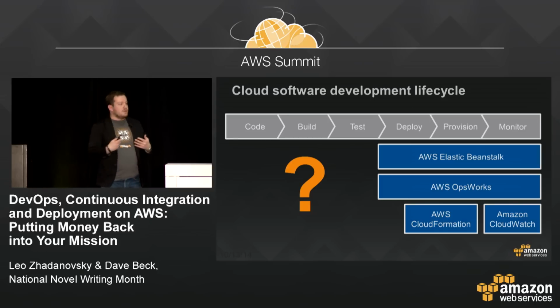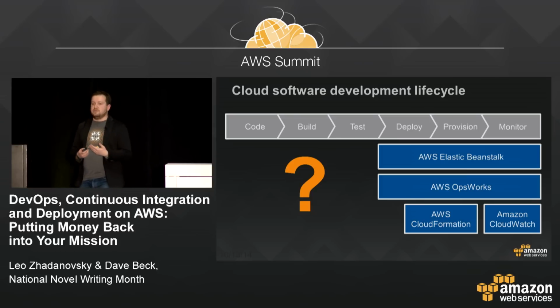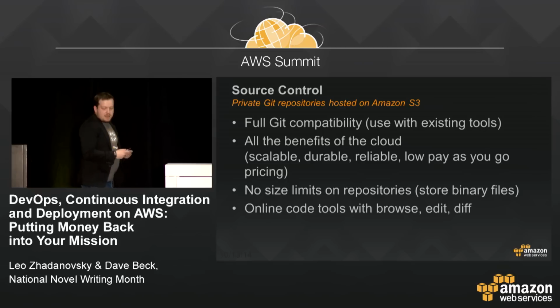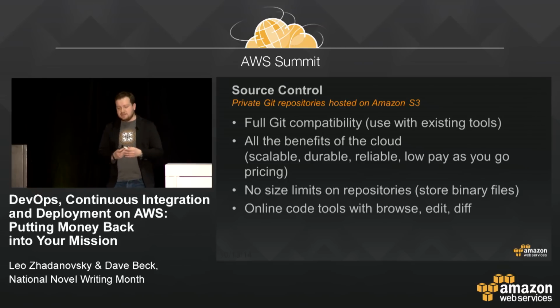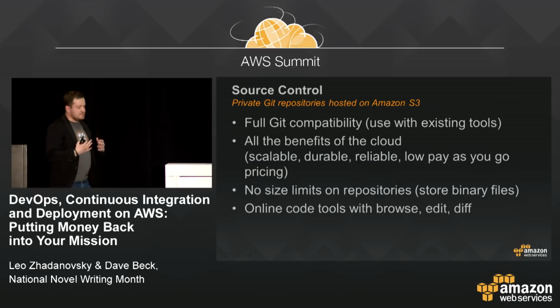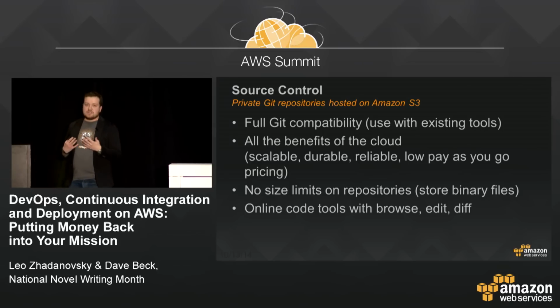But what about storing your code, building your code, testing your code? So let's talk about storing your code. CodeCommit, again, it's private Git repositories, so it's for private Git hosting. It's ultimately hosted on S3. One of the nice things about CodeCommit is that it's got full Git compatibility. I'll show you what that means on the next slide. But basically, you just use your existing Git binaries.